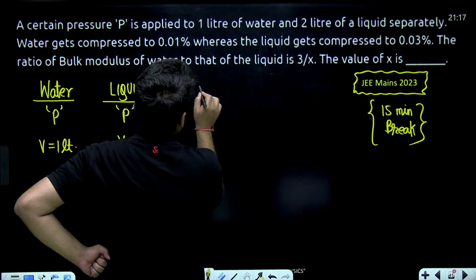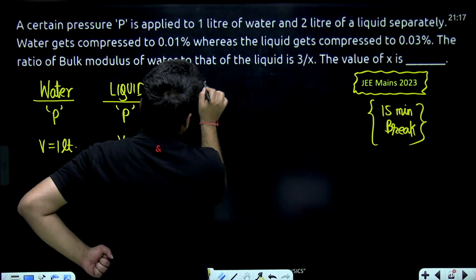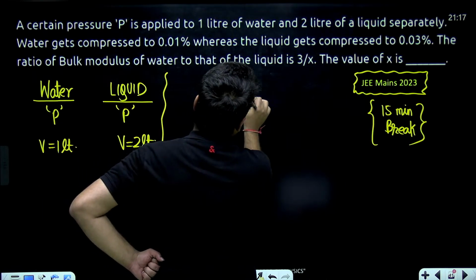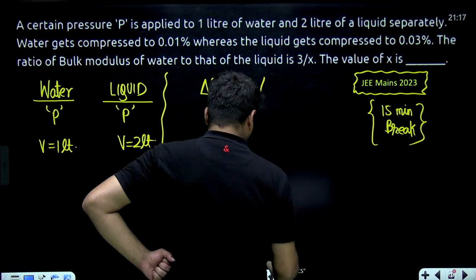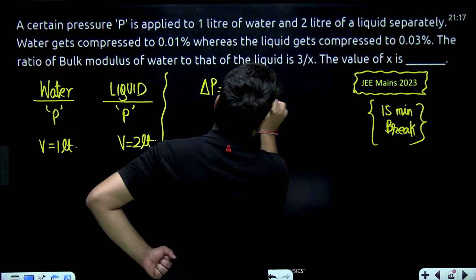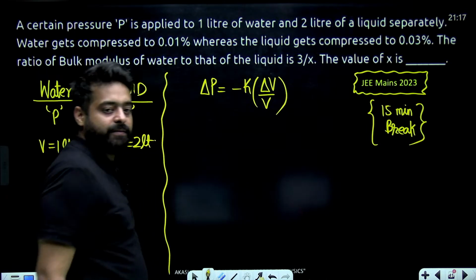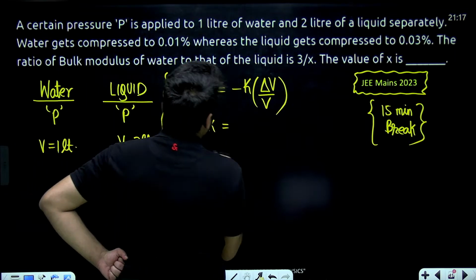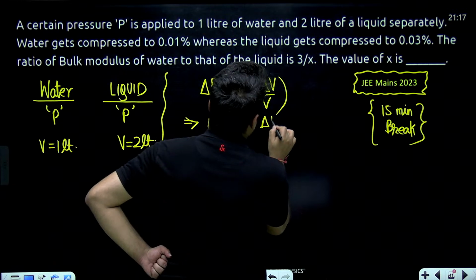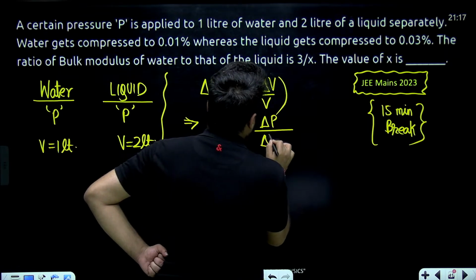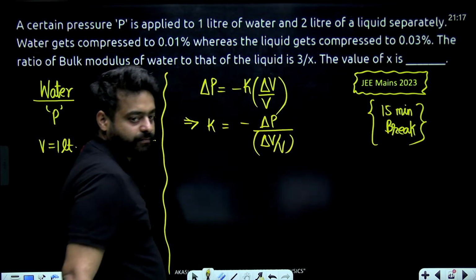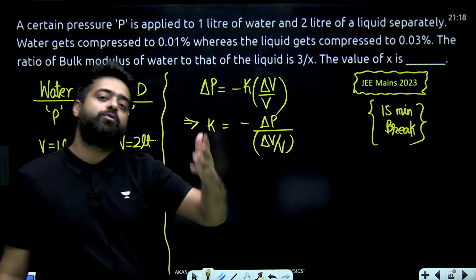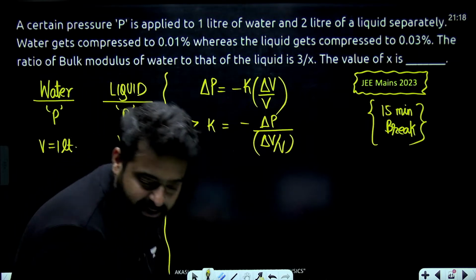Try to understand. Basically, when you apply any pressure, the liquid gets compressed, and there is a bulk modulus which creates the volumetric strain of delta V by V. That's it. So can I say the bulk modulus is nothing but minus delta P divided by delta V by V? It is the pressure you applied with respect to the change in volume relative to the original volume. That's it.